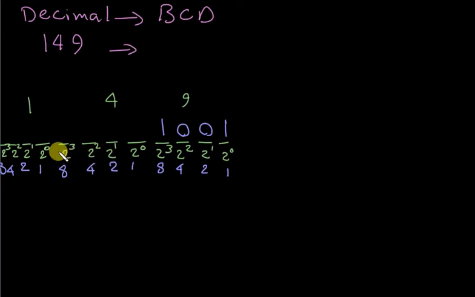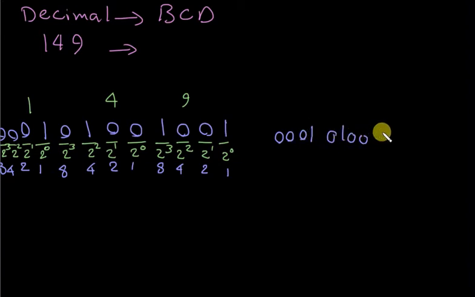And then we want number 4, the biggest one is this one, so the rest of it have to be 0 in order for us to get number 4. And for number 1, we just have to have number 1 and the rest of it are going to be 0. So now the way we're representing this is 0, 0, 0, 1, and then 0, 1, 0, 0, and 1, 0, 0, 1. So this is the BCD number for our decimal number 149.